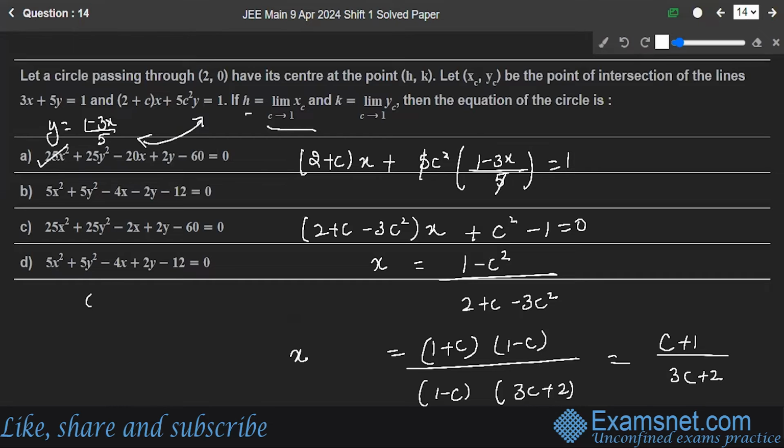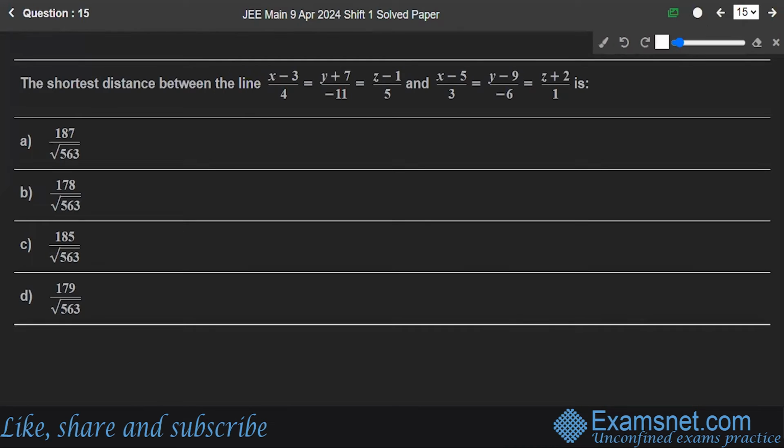Option A is the correct answer. Hope you got that. Let's move to the next question. Question number 15. The shortest distance between these two lines is. So let's rewrite these two lines.